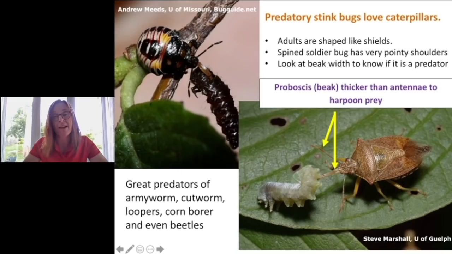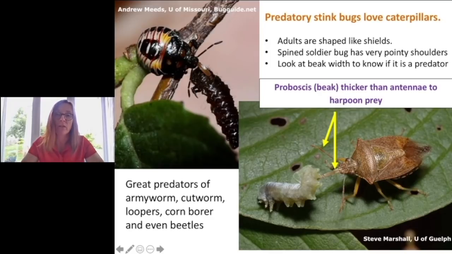Another one that I get a lot of texts and questions on is stink bugs. There are a group of predatory stink bugs, and they're not as easy to identify, although most of them have pointed shoulders as adults. But the real way to identify them is to look at their beak or proboscis. If it's thicker than the width of their antenna, it's a predator because it needs to harpoon into its prey. And they are really good.